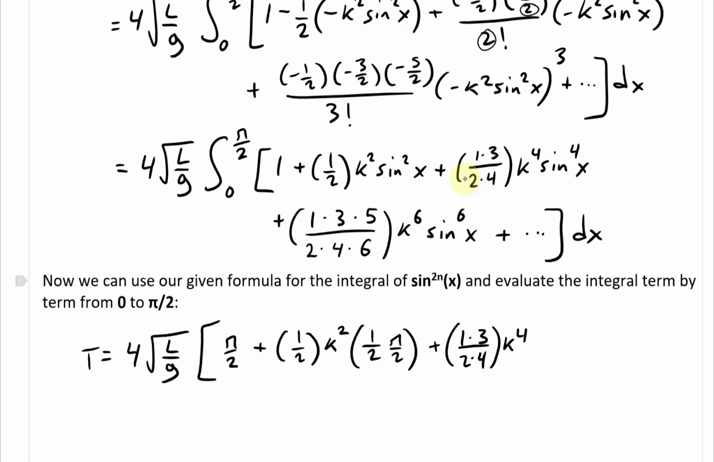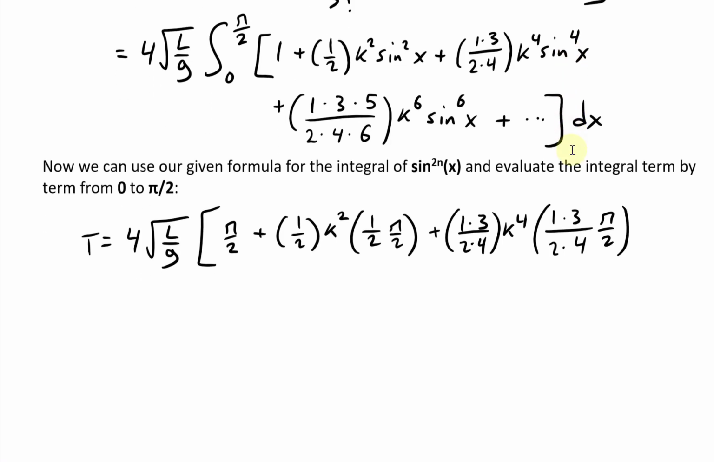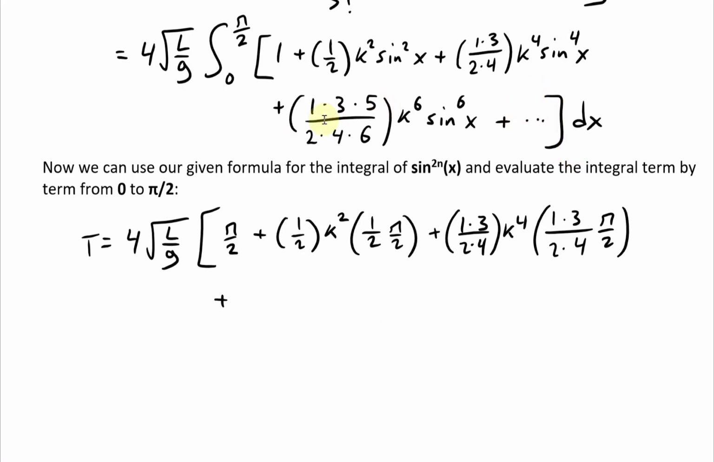Now the next one, sine to the power 4, that's going to be 2n, well, n is 2. So that means it's going to go to the maximum here, which is our 2n. So that's going to be 4, 2, and 1, 3, and pi over 2 for our sine squared. And then the next one here is going to be plus, we have this part here. And you can see the pattern. 1 times 3 times 5 over 2 times 4 times 6. This is going to be k to the 6. Now this one here is going to be 3 times 2 is 6. So then n is 3.